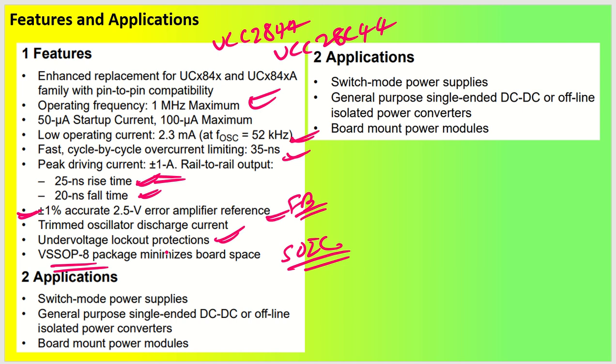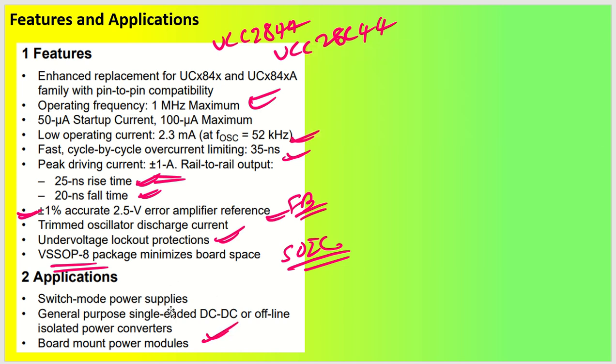Okay, and we have all the applications already there, so we can remove it. So we have board mount power supplies, like on a small PCB. Suppose we need a PWM controller, we can use this particular IC and convert your output to the particular level that you want.